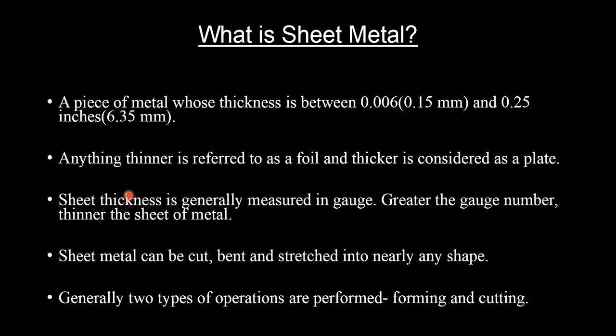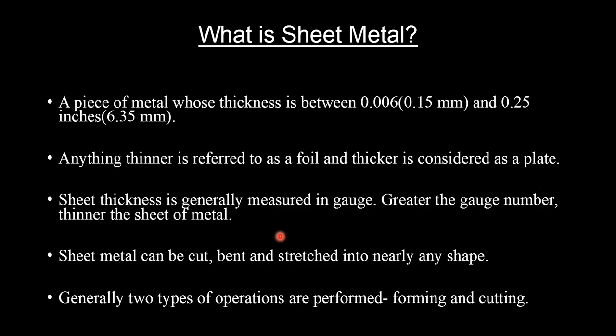But any material which is thinner than this particular range is referred to as foil, and a metal which is thicker, that means having a larger thickness than 6.35 millimeters or 0.25 inches, is considered a plate.